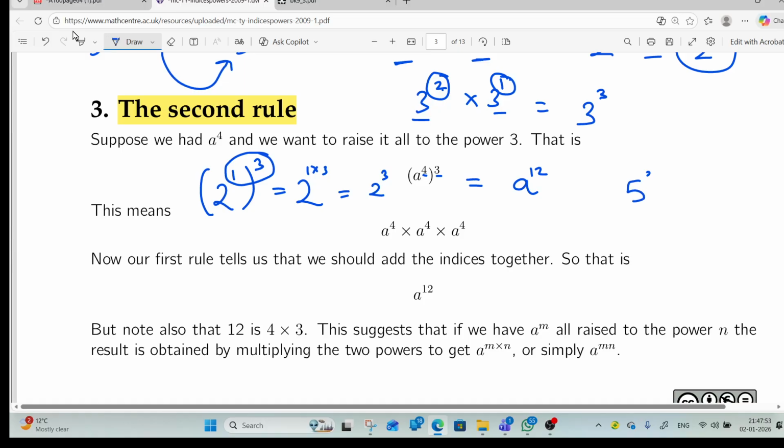Suppose you have 5 to the power 2 and then you have 4 there. To solve it, you write the base as it is, multiply these two: 4 times 2, 8. You get 5 to the power 8. Did you get it?